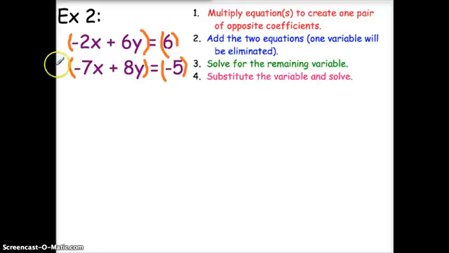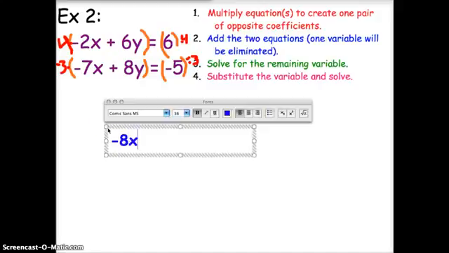So I'm going to go ahead and multiply my bottom equation by negative 3 on both sides. The top equation, to get a positive 24 for y, I'm going to multiply both sides by a positive 4. So multiplying that out, for the top equation, 4 times negative 2x is negative 8x. 4 times 6y is a positive 24y. And that's going to equal 6 times 4, which is 24.